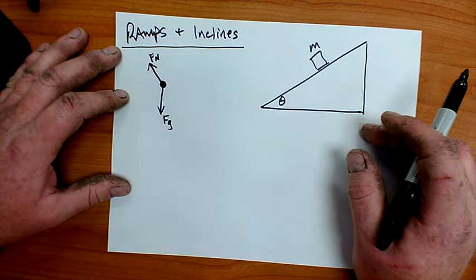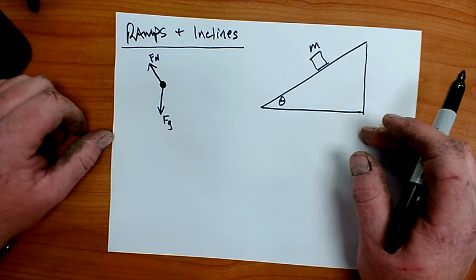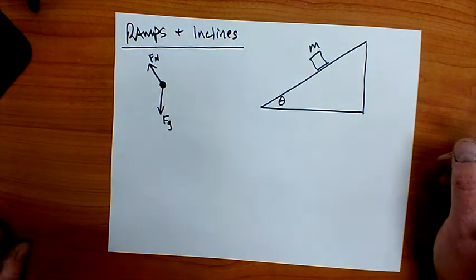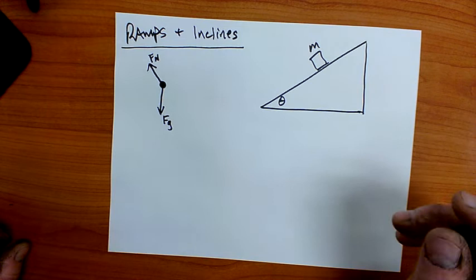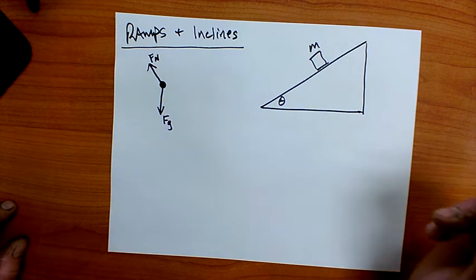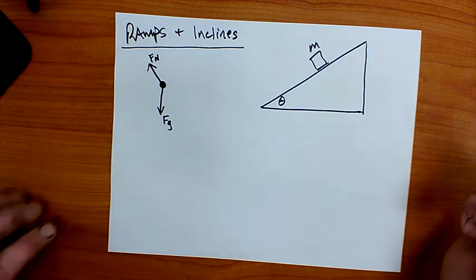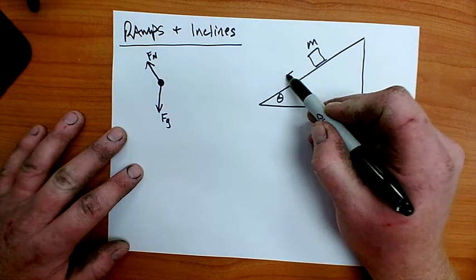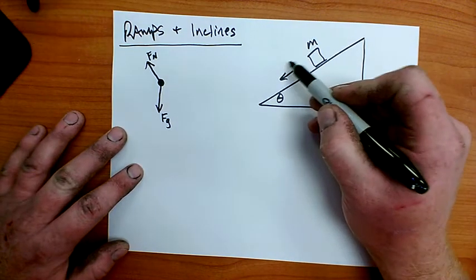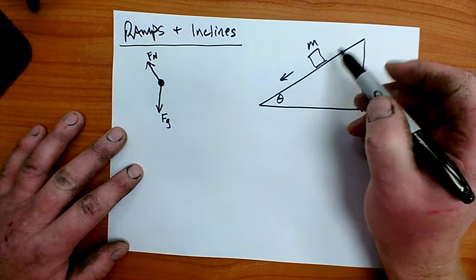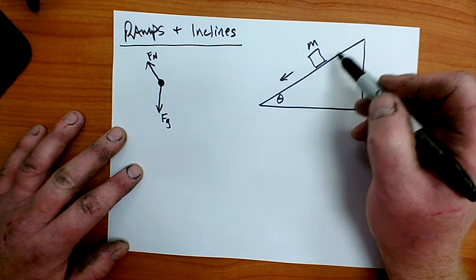So step number 2 would be to write my basic equation, which is net force equals mass times acceleration. But in this case, there's one extra little thing that I want to do. I want to ask myself, what is the direction that it would accelerate? In this case, it's going to accelerate along the surface of the ramp, parallel to the surface, and downhill. So it's going to accelerate downhill.